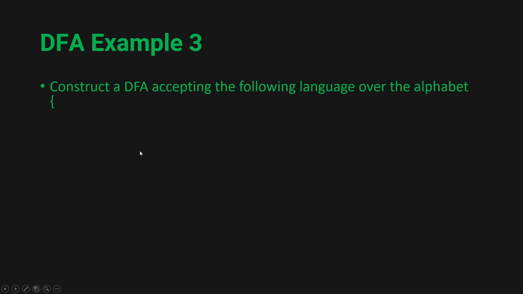Construct a DFA accepting the following language over the alphabet 0, 1: the set of all strings with 0, 1, 1 as a substring. So it is not necessary that it should be at the beginning; it can be at the end or in the middle, it can be anywhere.